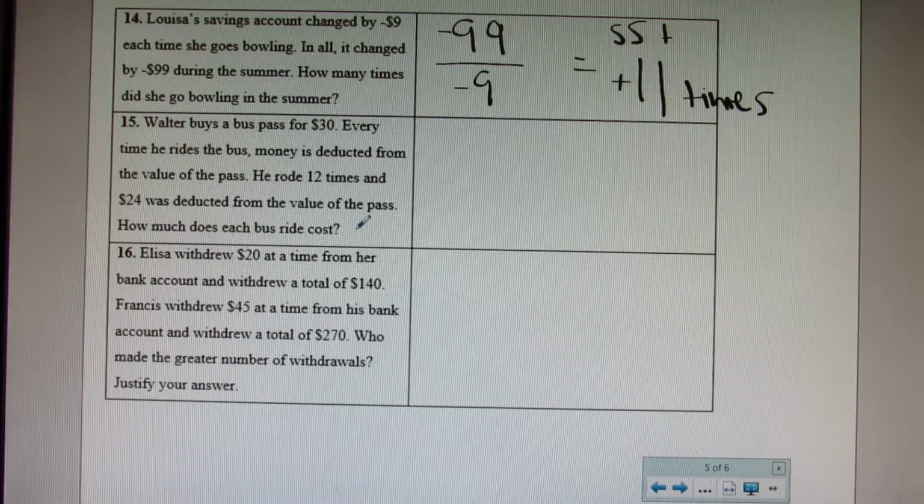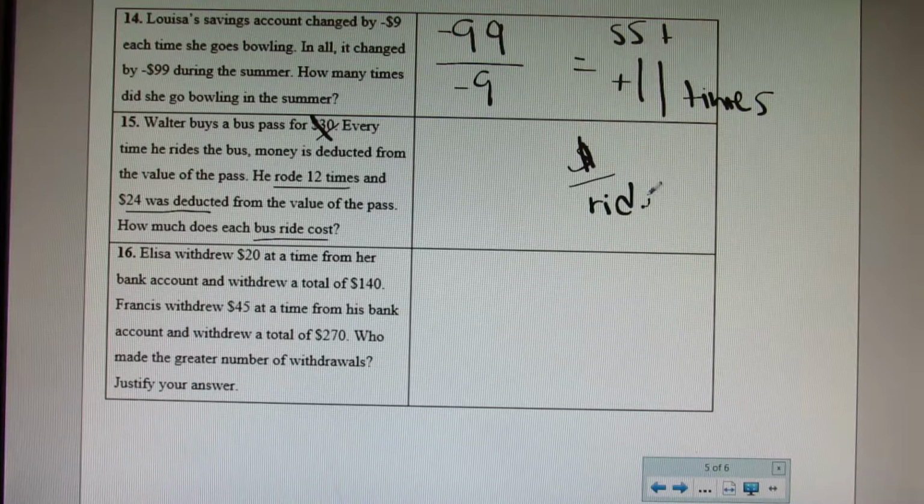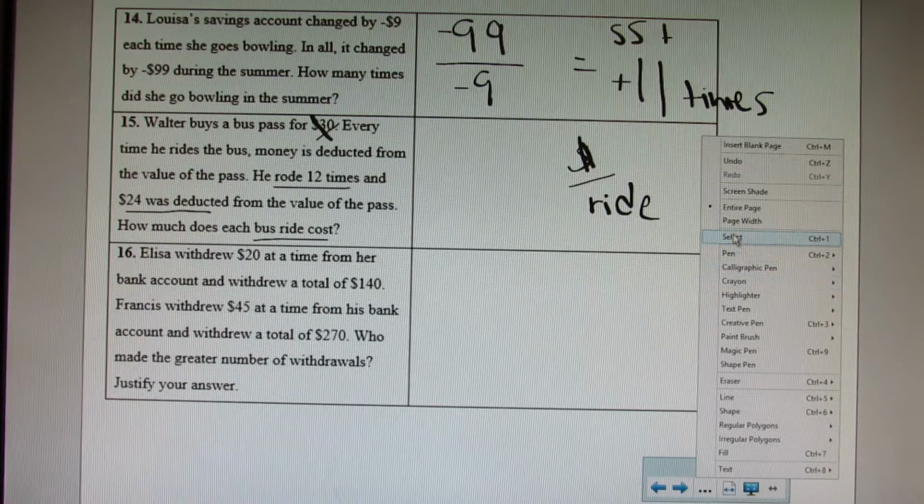Okay, each ride. So he rode the bus 12 times and this much was deducted from his pass. Just because the pass cost $30 doesn't really mean too much. We're talking about the bus ride. So he rode it 12 times and $24 was deducted. So how much money was each ride? Even the wording of the question kind of sets up what they're asking for.